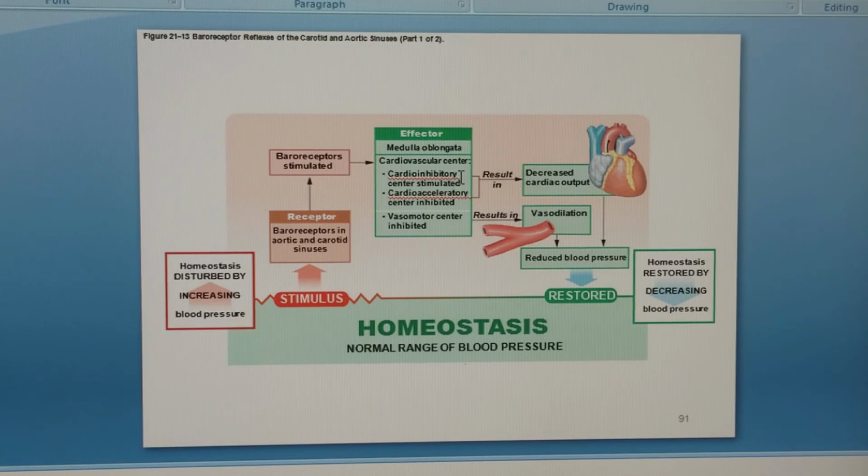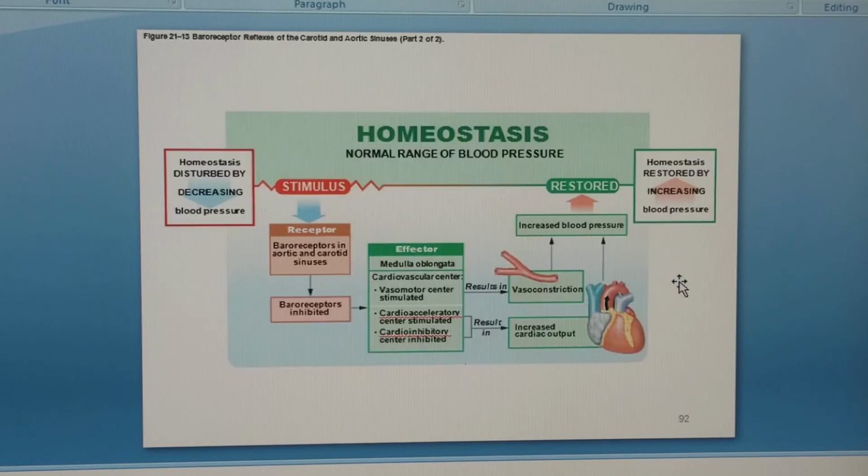both cardioinhibitory and cardioacceleratory centers. And as well, the vasomotor center is inhibited, resulting in decreased cardiac output to the heart, and the vasomotor center is inhibited, creating vasodilation of vessels, both leading to reduced blood pressure, restoring homeostasis and decreasing the blood pressure.